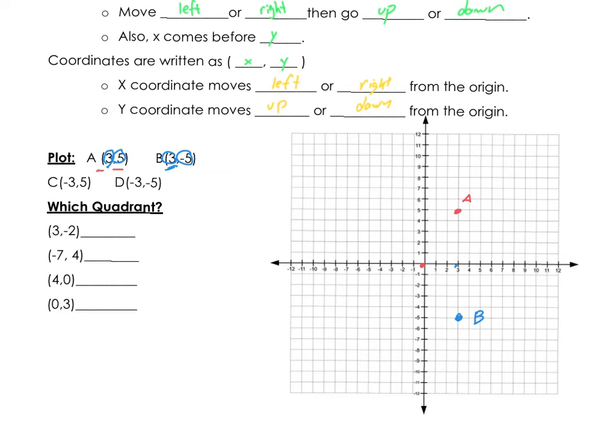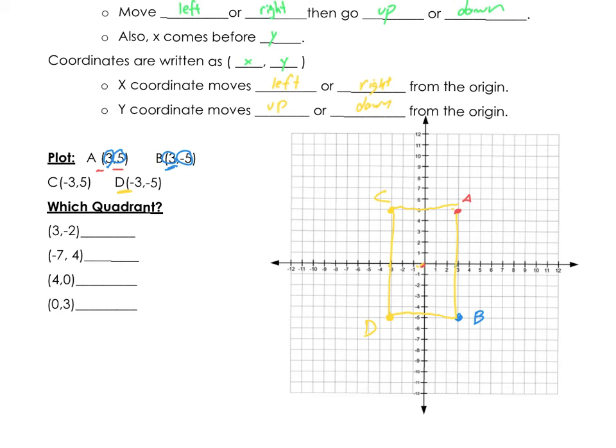All right, coordinate C here, -3, 5. So we're starting at the origin, we're going over -3, and we're going up 5. And then for D, I don't know why it won't let me do a different color. We're going -3, then -5. If I was to connect these dots, going A to B, B to D, D to C, and C to A, we would have a rectangle.